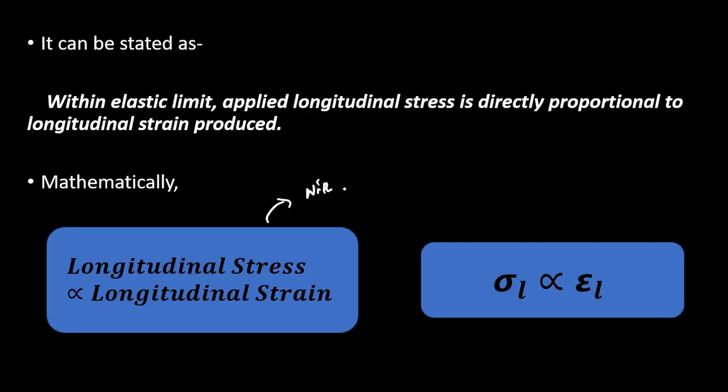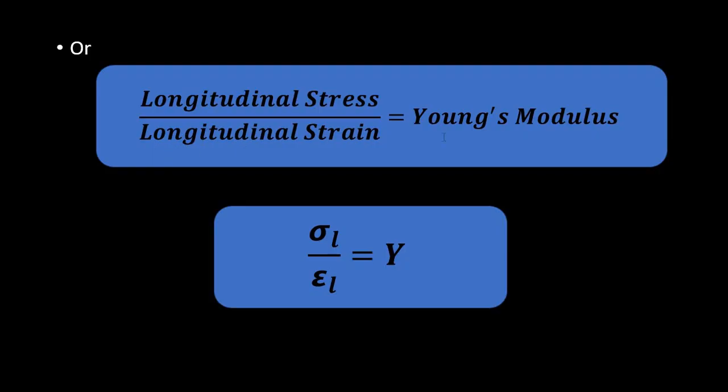Here length comes into play. The longitudinal stress is directly proportional to longitudinal strain. So for Young's modulus of elasticity, this change in length part is the center of discussion. And the ratio of longitudinal stress to longitudinal strain gives us Young's modulus. So basically it is a proportionality constant, and it is unique for all materials.